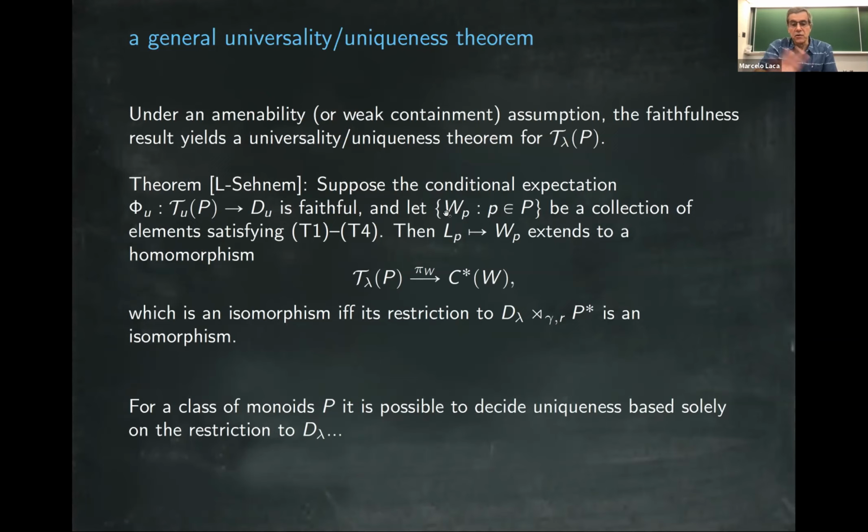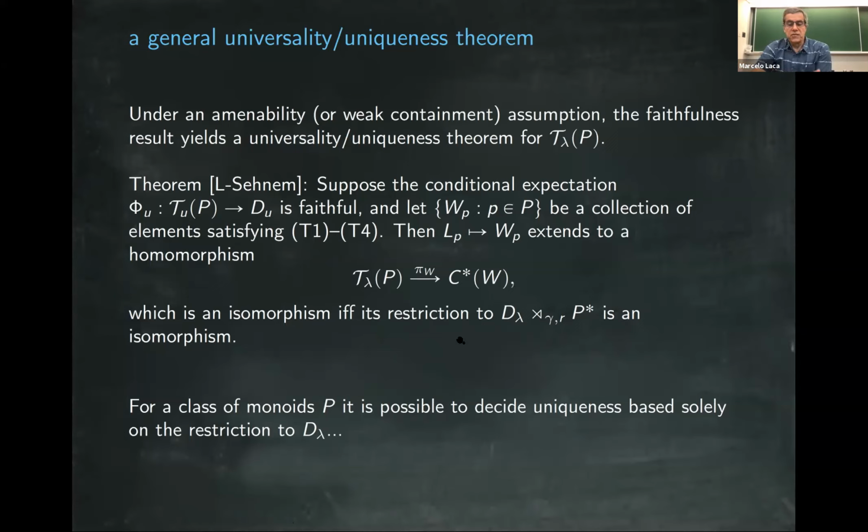And suppose that you have another collection of isometries satisfying T1 through T4. Then you can assign LP to one of those isometries, WP, and that map will extend to a homomorphism of C star algebras from T lambda P to the C star algebra generated by W. And that is an isomorphism, provided the restriction to D lambda cross product by P star is an isomorphism. So that's just the characterization of faithfulness that I just showed you.